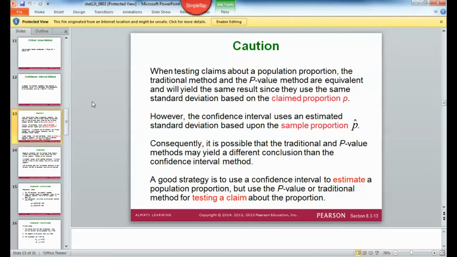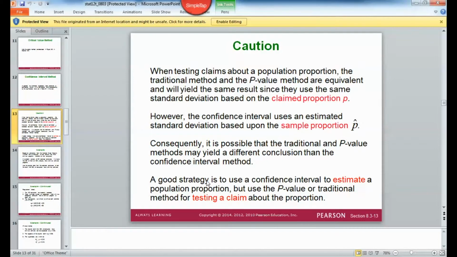Alright, here's a little caution. When testing claims about a population proportion, the traditional method and the p-value method are equivalent, and they will yield the same results since they use the same standard deviation based on a claimed proportion p. However, the confidence interval uses an estimated standard deviation based upon the sample proportion. Consequently, it is possible for the traditional and p-value methods to yield a different conclusion than the confidence interval method. So that's another reason why these two methods, the p-value and the traditional, give you the same result, so I'll stick with those, and I'll let somebody else use the confidence interval method.